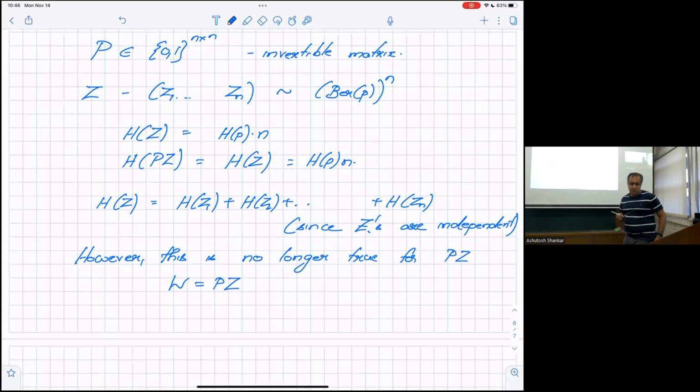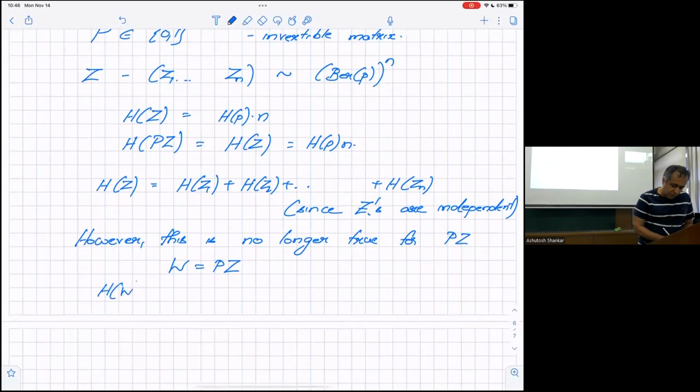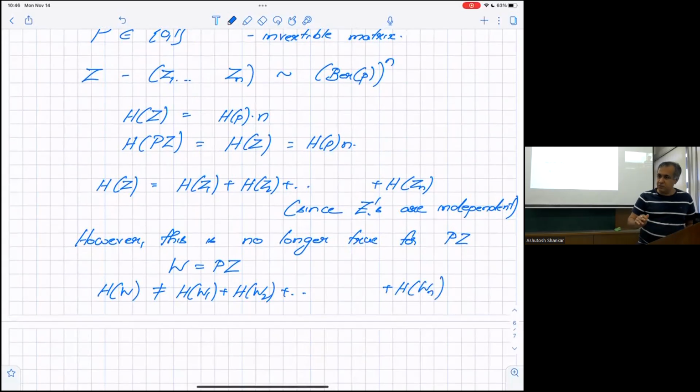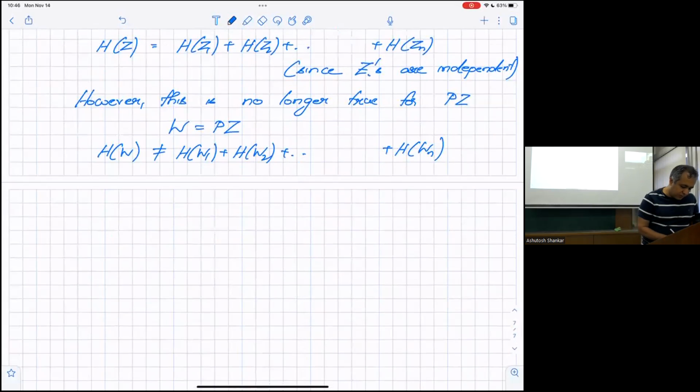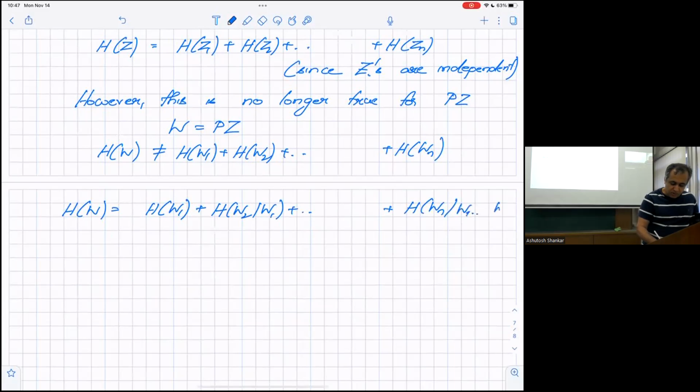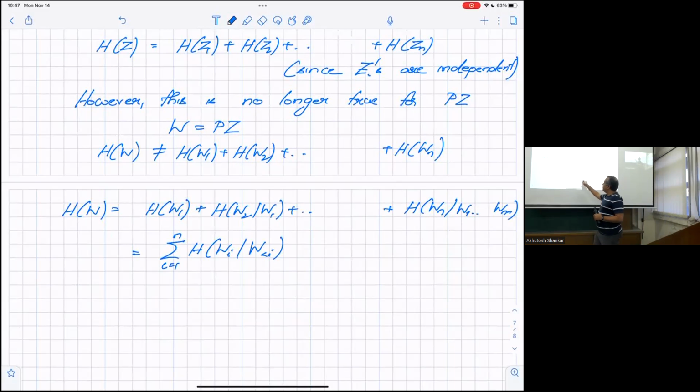It's no longer true that H of W is equal to H of W1 plus H of W2. What we have is that this is not true. But of course, what we should actually write is what the chain rule gives us. We can write H of W is equal to H of W1 plus H of W2 given W1, and so on up to H of Wn given W1 to Wn minus 1. I will write this in short as the sum of H of Wi given W less than i, going from 1 to n. Is that okay? What's the max any one of these can be?